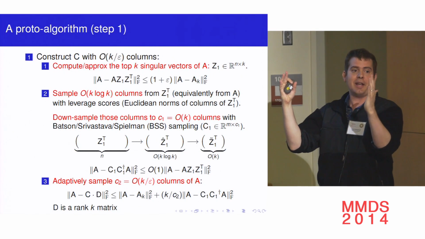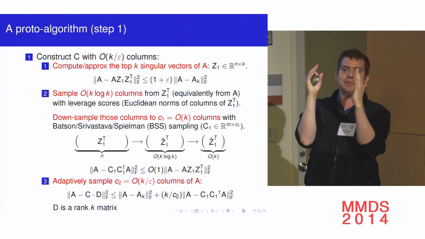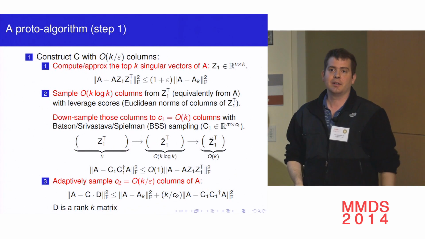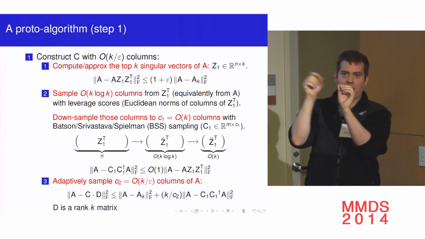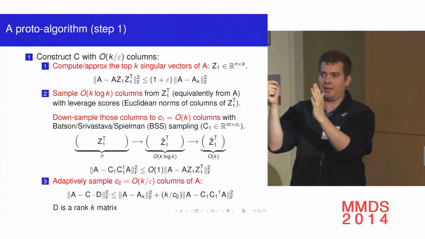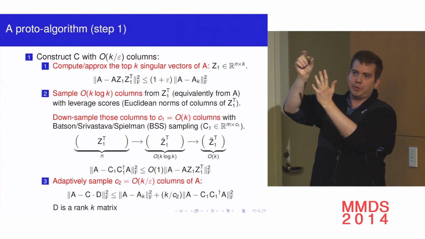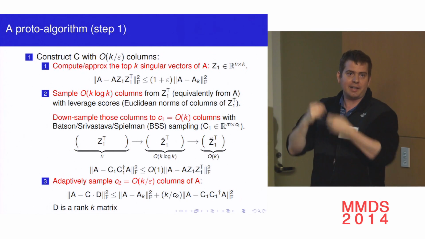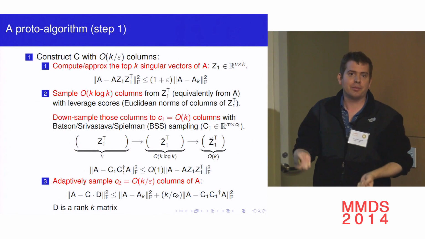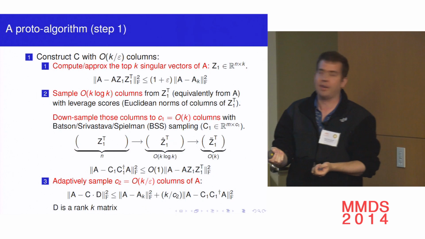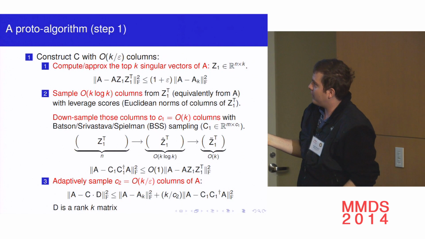I take all my columns in A, and I project them away from the span of the columns in C. So I look at the orthogonal complement to the column span of C. It's kind of like the residual, what's left after I projected away the stuff that's in the column span of C. And so I get some residual vector. It has some norm. And I sample my remaining columns proportional to these residual norms, or the squared residual norms to be more precise.